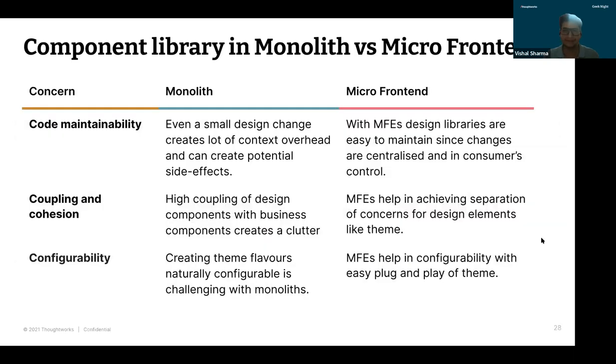So, just talking about the same thing, what are the advantages of monolith versus micro frontend setup in the case of design systems? Code maintainability, of course. If you are building it in a monolith, it becomes an overhead. And in micro frontend, since you have segregated the whole design library into a separate repo, as we just saw in the examples of tests and TypeScript, it becomes very, very maintainable code.